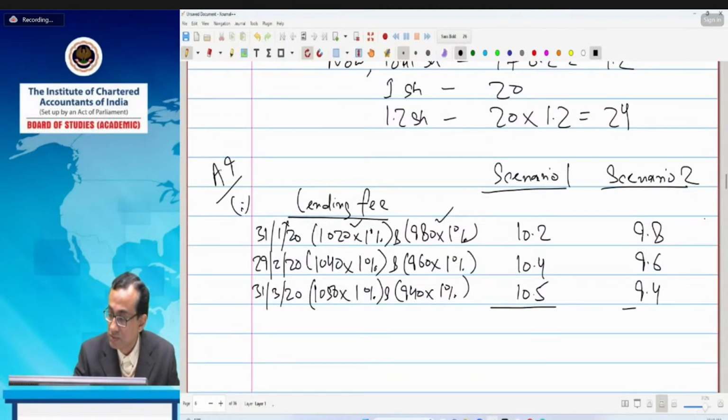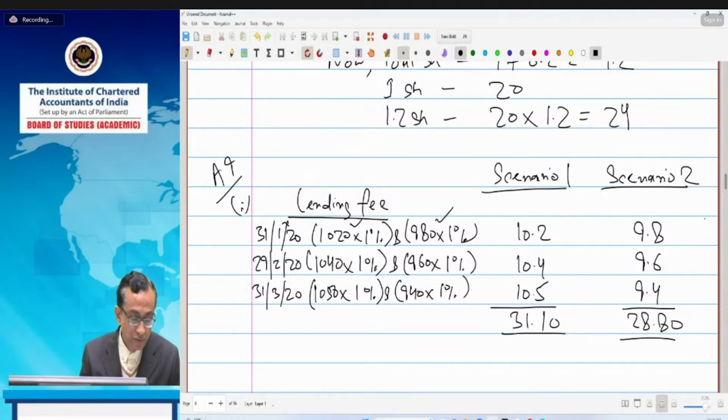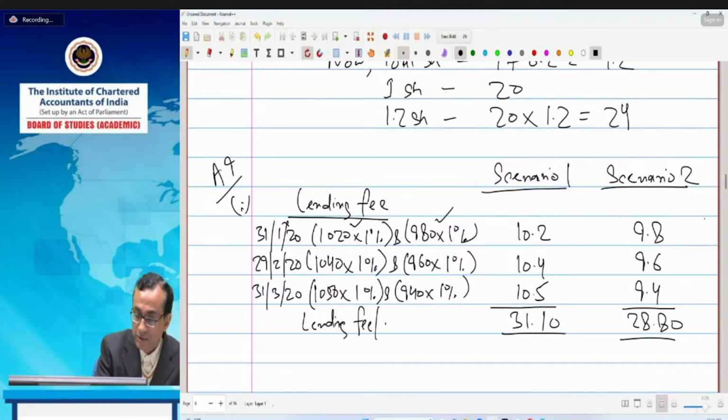Let us total it, how much it is coming. It is coming to 31.1 in case of scenario 1 and 28.80 in case of scenario 2. So this is the lending fee per share.